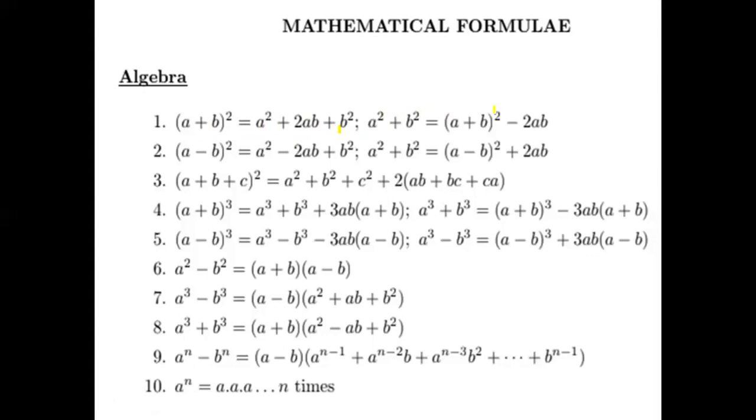Am I audible? Yes, ma'am. Good. Next formula, (a minus b) square, similarly, the middle term is negative. And similarly, a square plus b square, if you want, is (a minus b) square plus 2ab. So this is the formula. Note it down.